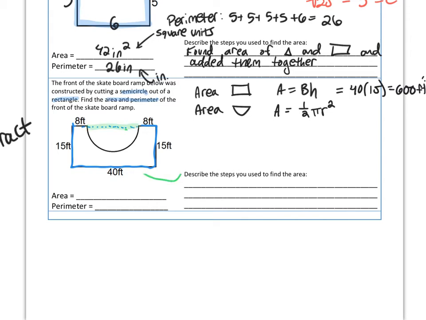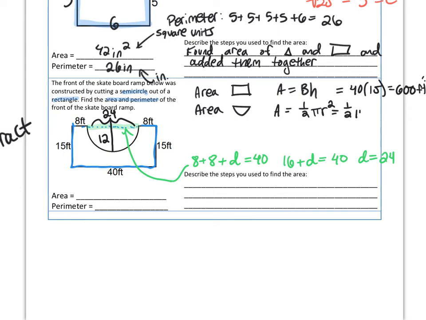Well, I know that the top side of my rectangle must be 40 feet. So if I add 8 feet plus 8 feet plus the diameter of that circle, I'll get 40. Adding my 8's together, I get that 16 plus d equals 40. And subtracting 40 minus 16, I get 24. So the diameter of that circle is 24. Since the diameter is 24, the radius must be 12. Cool, now I can find the area of that semicircle.